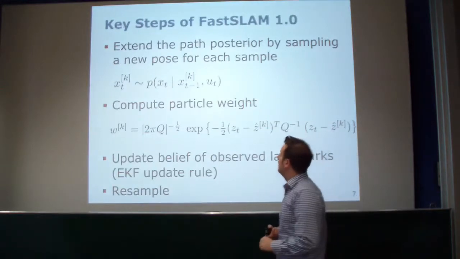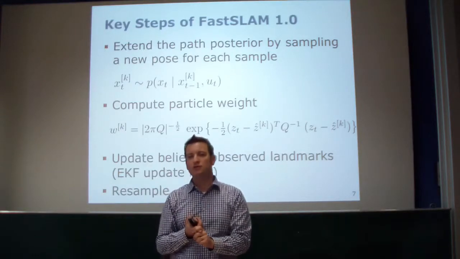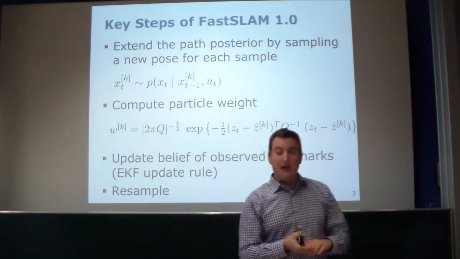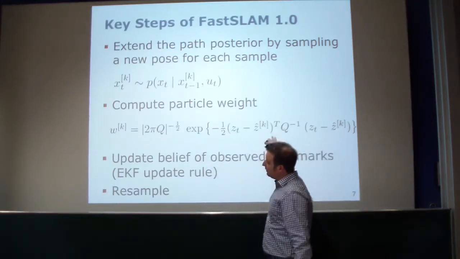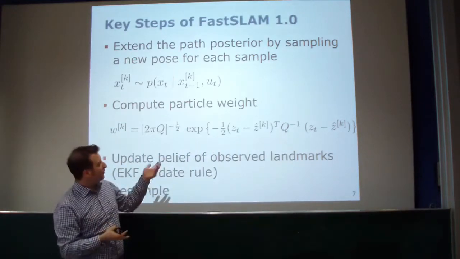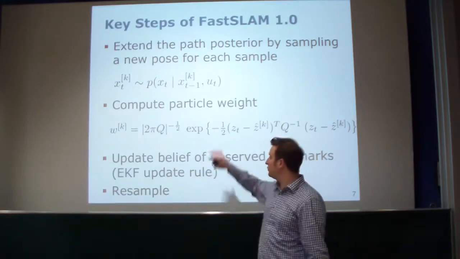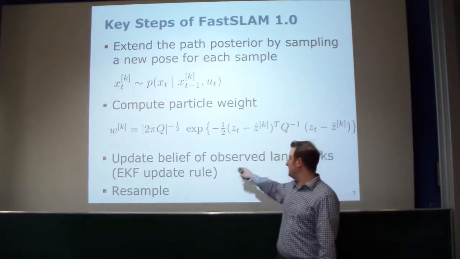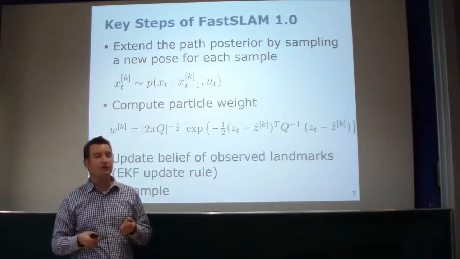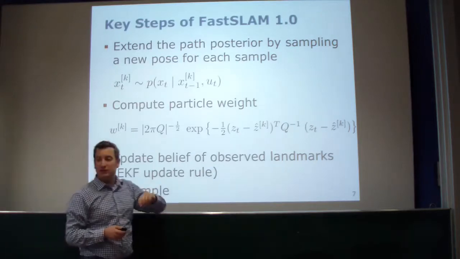The key steps of the FastSLAM or FastSLAM 1.0 algorithm were: we sample the poses according to the motion model, so according to how the robot moves. Then we compute the updated weights according to this formula. This is the weight formula, and we actually derived why this is the weight formula last time. This comes because we take the target, divide it by the proposal, and then did some derivations. So we ended up here. And then we update the belief of the observed landmarks using the standard EKF update rule, the 2x2 Kalman filters. And actually these two steps are typically done jointly in one step. And then we have the resampling step at the end.